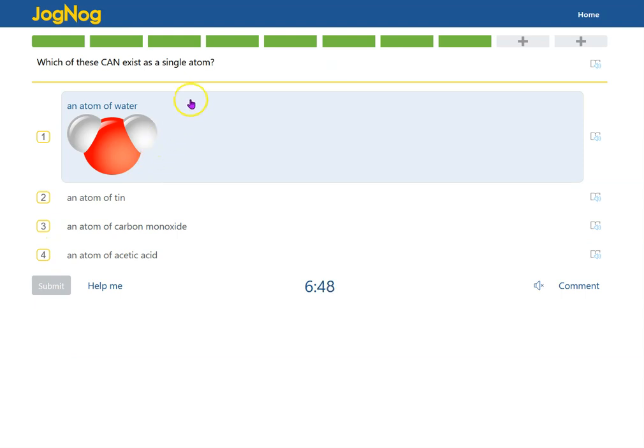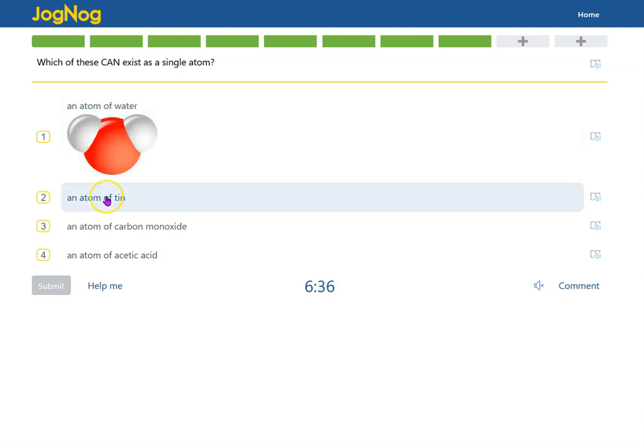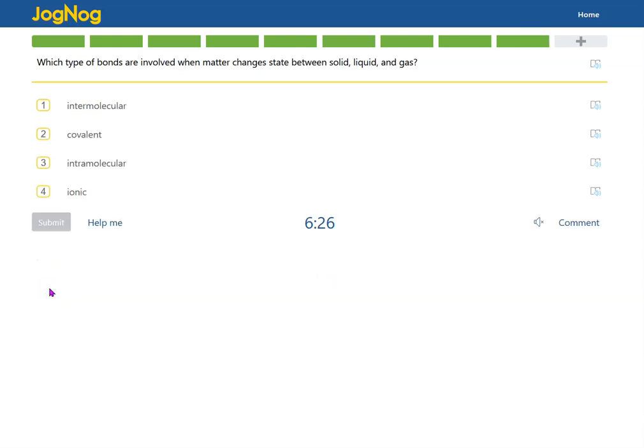Which of these can exist as a single atom? Well, can you have an atom of water? No, water is made up of hydrogen atoms and oxygen atoms. An atom of tin, however, tin is an element. So you could have an atom that is just an atom of tin. So that is our correct answer here. The other answers are more complex.